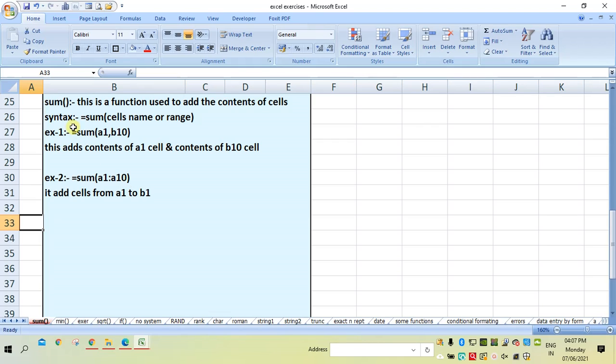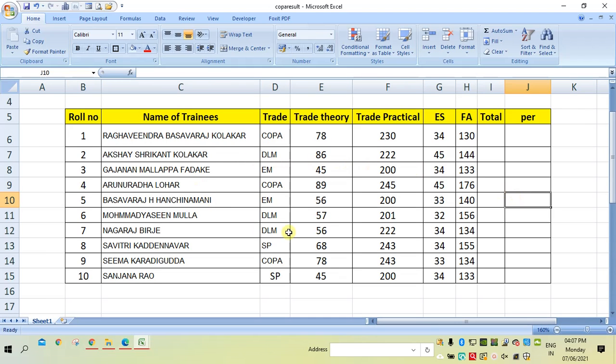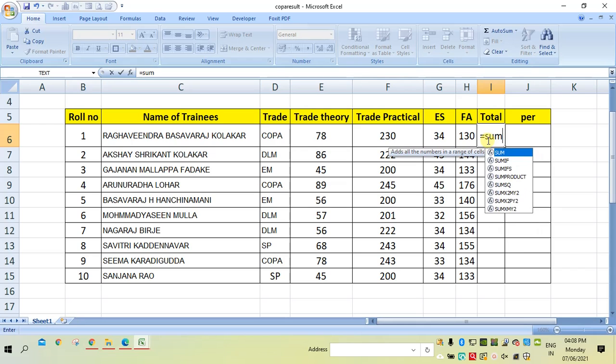So this is a table. Let me find the total marks obtained by each candidate. Here marks are entered in this table. Now find the total of these numbers. To find the total, in the total column type the formula, equal to sum in bracket, you have to specify the range. What are the numbers you want to add? I want to add those numbers which are in the trade theory, trade practical, ES and FA columns.